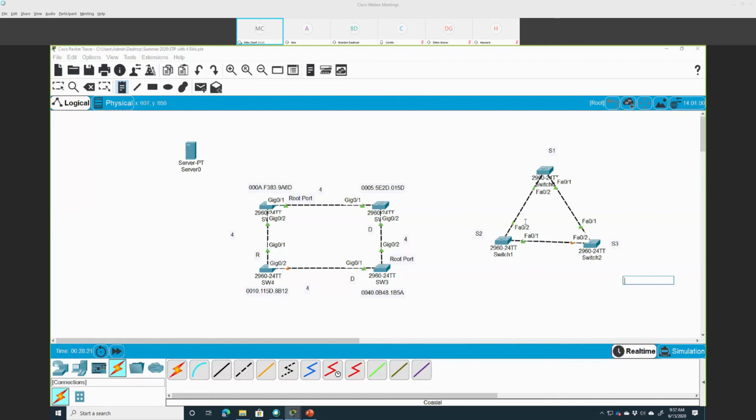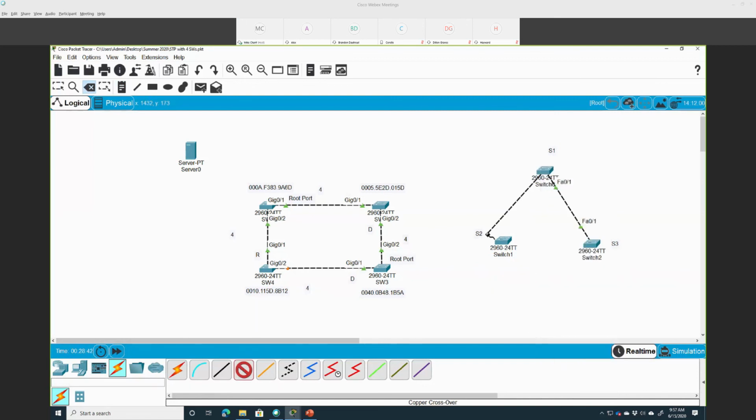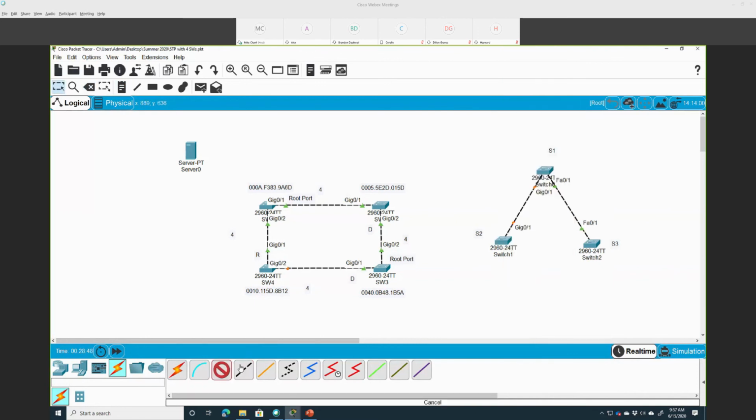Still, this is going to be the root bridge, but the root port is going to be different. Let's see. I'm going to keep this one as Fast Ethernet. I'm going to change these, so I'm going to go gigabit. And also we go gigabit right here.